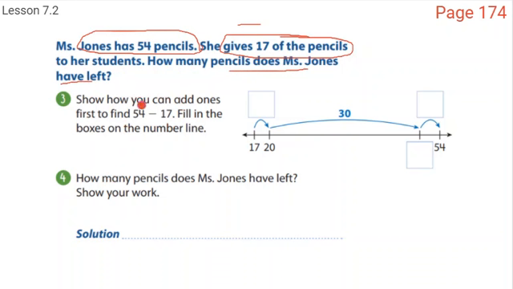Number 3, show how you can add ones first to find 54 minus 17. So again, here they did a jump. Went from 17, they added so many ones to get to 20. Then they did tens to get to what number? And then what was the jump to get to 54? How many pencils does Ms. Jones have left? Show your work.